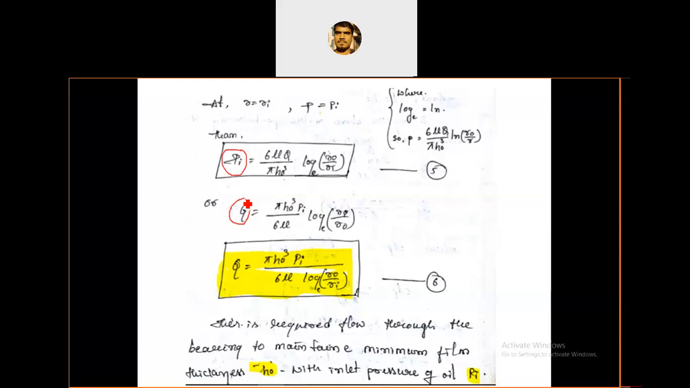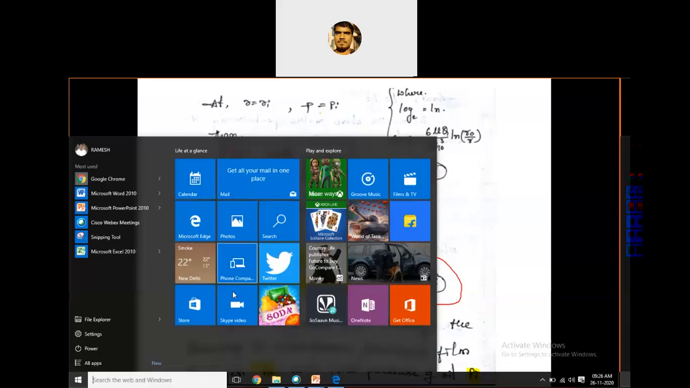I just separate this term. The term I separate, and all the values are shifted to the left side. So Q will become pi. It is in the denominator, now it becomes a numerator. Okay. Pi h naught cube Pi by 6 mu ln R naught by Ri. So this equation 6 we can call the flow rate for hydrostatic lubrication. This you can see in the data.